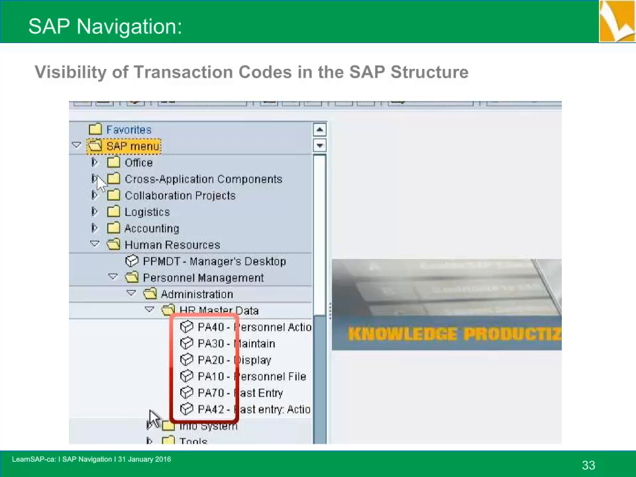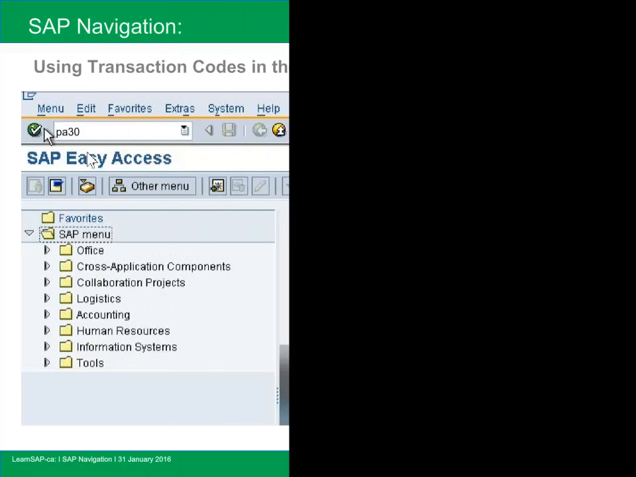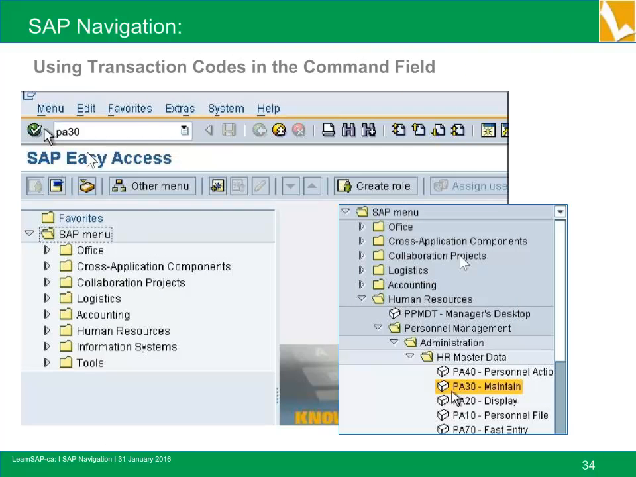The system will then collapse the SAP standard tree structure. As you navigate through the tree, you will see the transaction codes next to the transactions. Double-click on any transaction code or name to launch that transaction. Using transaction codes provides another option for navigating in the SAP system.